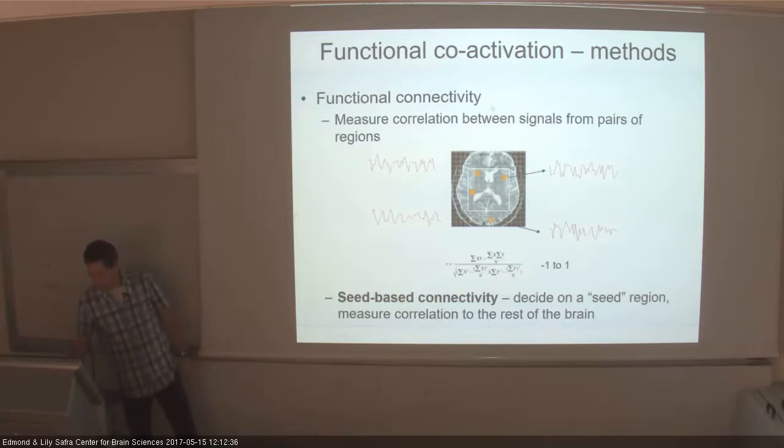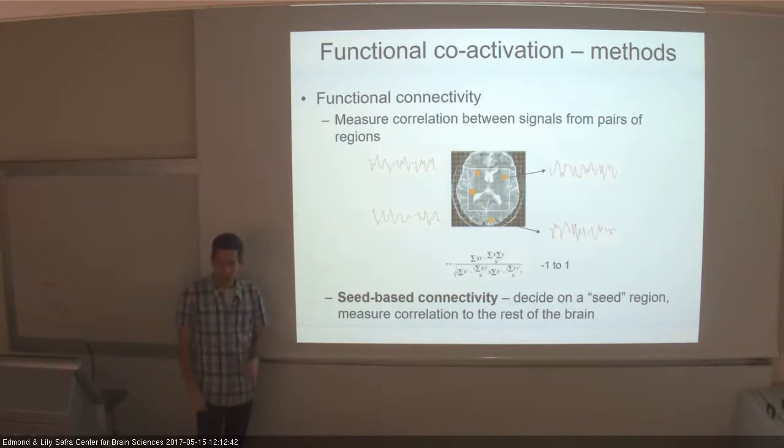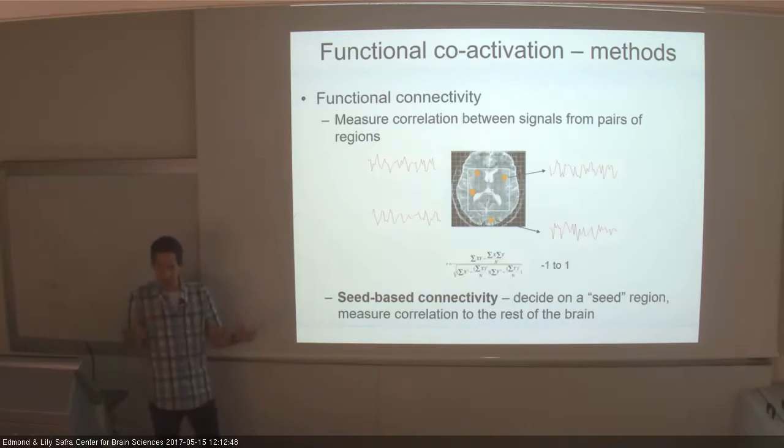We can also do what's called seed-based connectivity. We can take one voxel or one brain region. For example, we can ask which regions are related to the hippocampus during navigation tasks. So we can take the average signal of the hippocampus, do a correlation to all the voxels of the brain, and for each one measure the amount of relation of this region to the hippocampus. This is seed-based connectivity. The region we are using is called the seed.